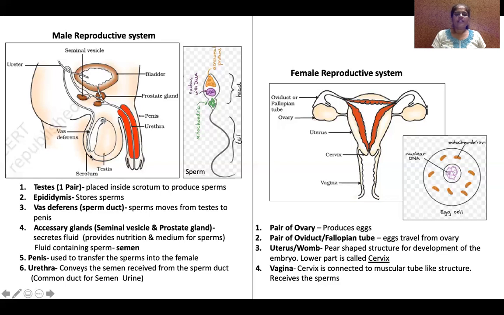And since sperm production requires a lower temperature, this entire scrotum will be at a lower temperature, at least 5 degrees lower than the body temperature, because the testes and sperm should be stored at a lower temperature to stay alive.